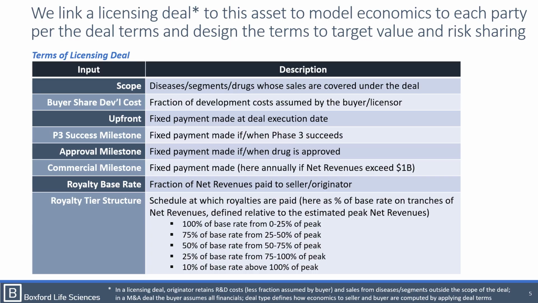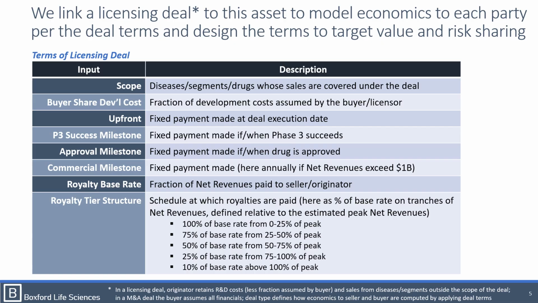We have the buyer assuming a share of the development costs. We have an upfront payment that's made at the date of deal execution. We have optional development milestones at phase 3 success and approval. We have commercial milestones. We can define that in many different ways. Here we're defining it to be paid out annually after years in which net revenues exceed $1 billion. And then we have a royalty base rate.